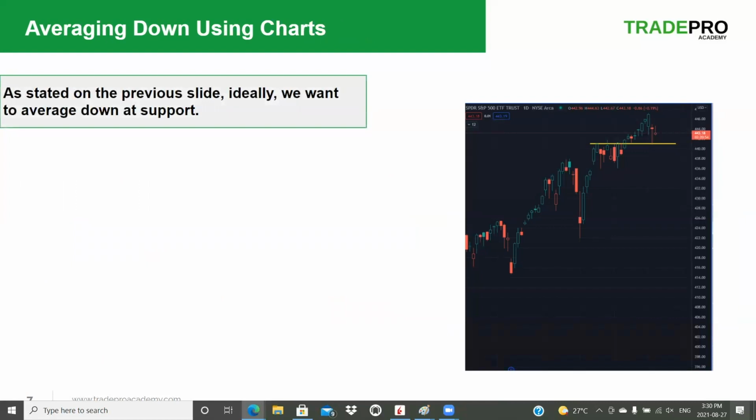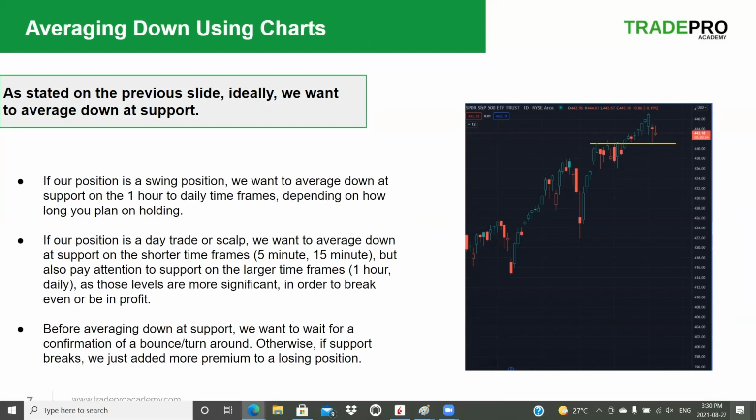So averaging down using charts. As stated on the previous slide, ideally, we want to average down at support. If our position is a swing position, we want to average down at support on 1 hour to daily timeframes, depending on how long you plan on holding. If our position is a day trade or scalp, we want to average down at support on the shorter timeframes, so the 5-minute, 15-minute. But we should also pay closer attention to the larger timeframes, as those levels are still more significant. So this is effective for trying to find a place to break even or even profit off of a losing position. We should monitor both long-term and short-term, but long-term is more significant, I would say.